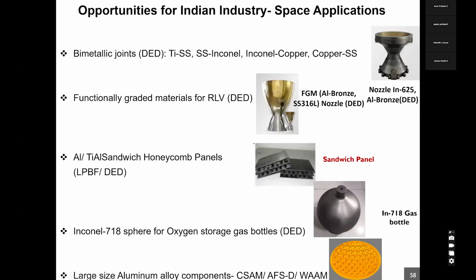Again, we have a lot of bimetallic joints, be it titanium SS, or SS Inconel, or Inconel copper, or copper SS. We have a lot of requirements for functionally graded materials for our reusable launch vehicle, which can again adopt the directed energy deposition route. And we are also looking at making aluminum or titanium aluminide sandwich panels either through laser powder bed fusion or the DED process. Similarly, gas bottles through the DED process, and also very large size aluminum components either through cold spray, or additive friction stir, or wire arc additive manufacturing process.